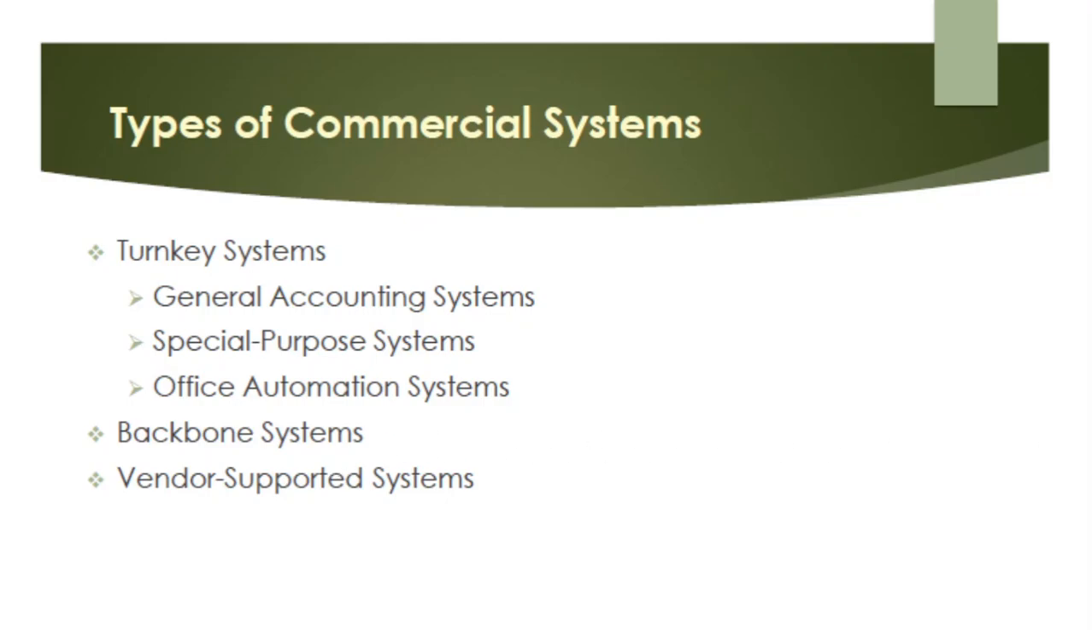Then another type of commercial system is your vendor supported systems. Vendor supported systems are hybrids of custom systems and commercial software. So again, a hybrid of your in-house and your commercial systems. Under this type, the vendor develops and maintains custom systems for its clients. The systems themselves are custom products, but the system development service is commercially provided. So what does it mean?